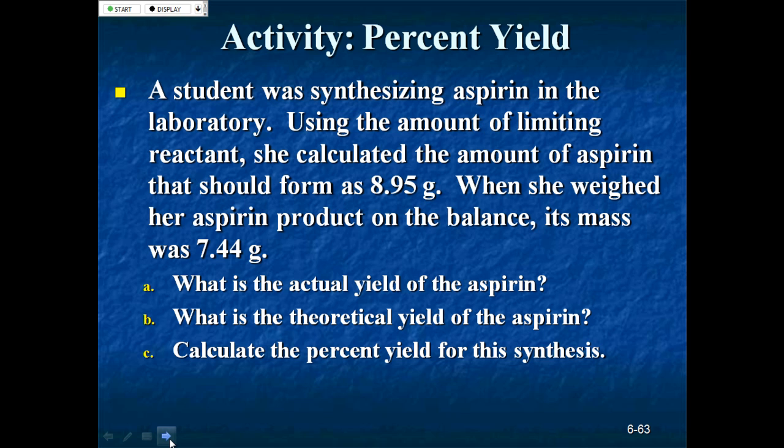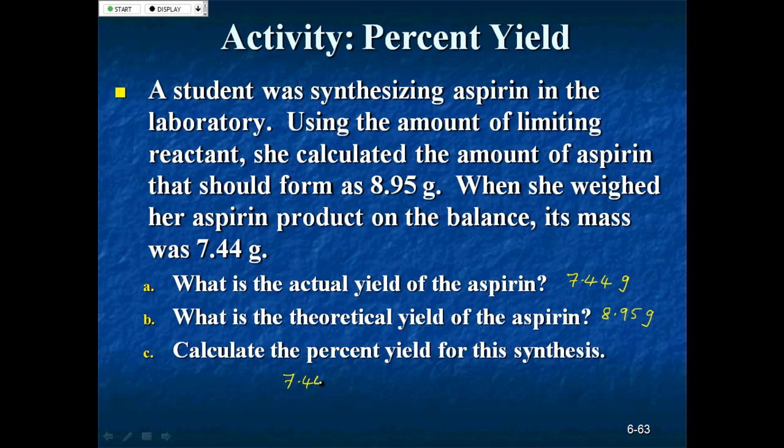Okay, so what is the actual yield? It's clear from the problem. What is it? 7.44. What is the theoretical yield? 8.95. Therefore, percent yield.